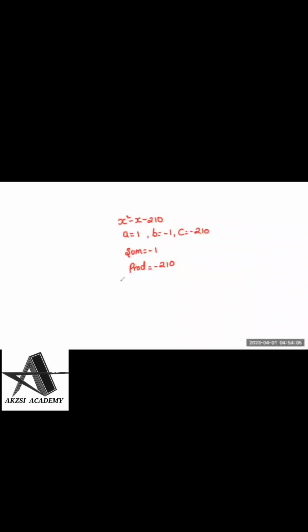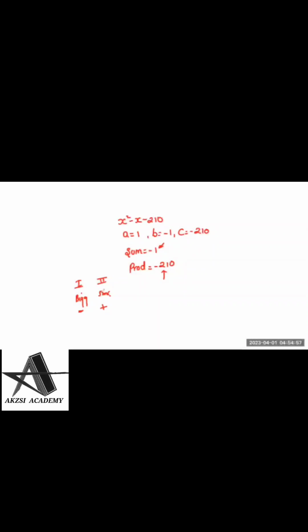The first thing is I have to decide the sign. This is my first number, this is my second number. If the product is negative, I have two possibilities: one is negative, one is positive. But I have to decide which one is positive and which one is negative, and I can decide that by the sum part. The sum is negative 1, so my answer is negative. It clearly gives me the idea that the bigger number is negative. So the bigger number should be negative, the smaller number should be positive. So I have decided the sign.